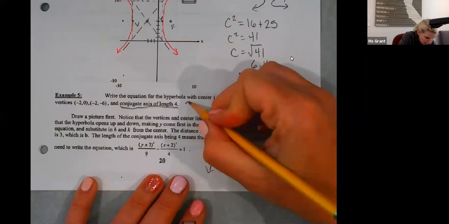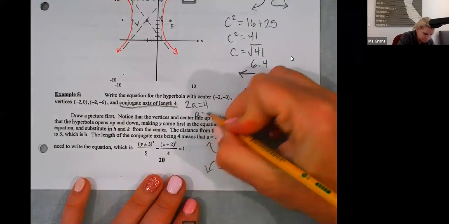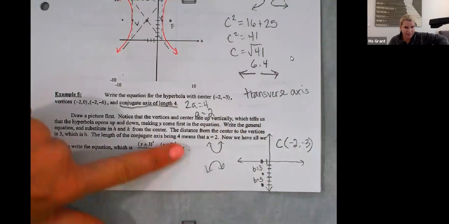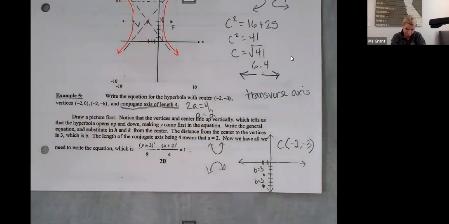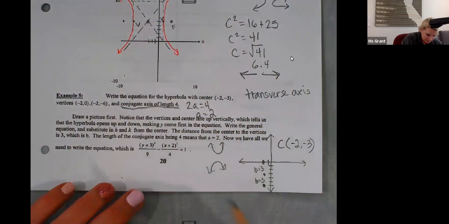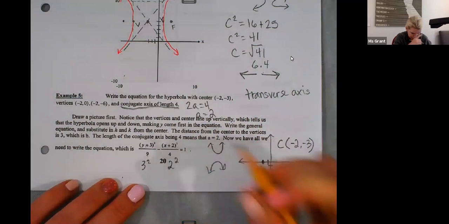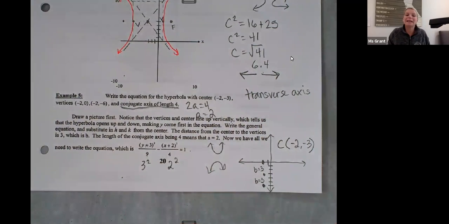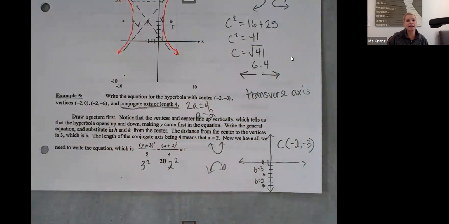This whole thing is 2a equals 4. So that means that a is 2. So let's pretend the answer is not there. These are the steps that I would take to solve this problem. a equals 2, b equals 3. That's where I get the 9. And my center's at -2, -3. y plus 3, x plus 2, with a subtraction sign in the middle. That's number 5.